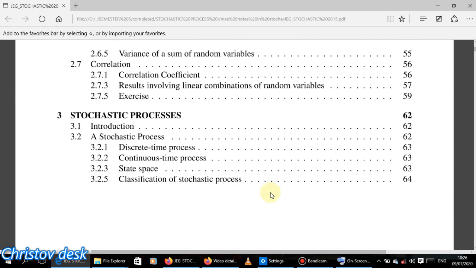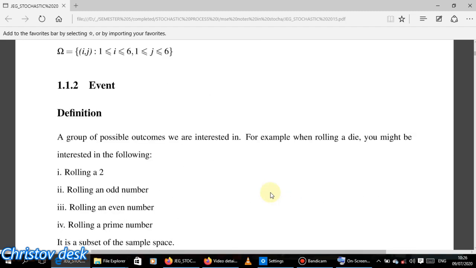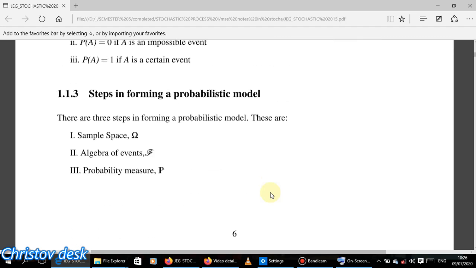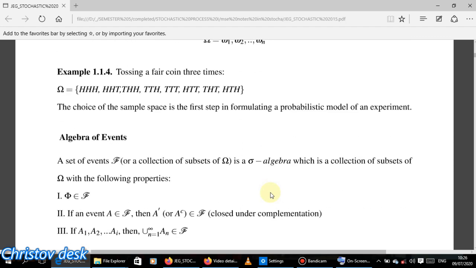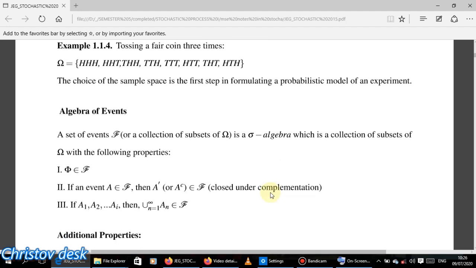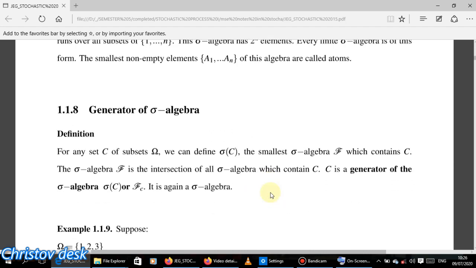So we continue with stochastic processes. We talked about all this stuff, steps in formulating. We talked about what a sigma algebra is, right? And then these are examples.